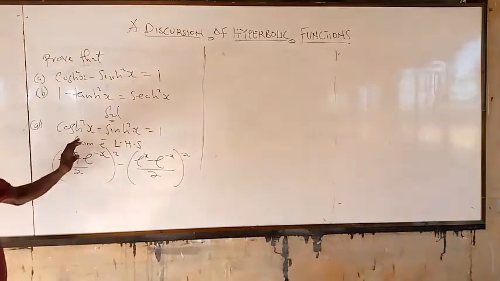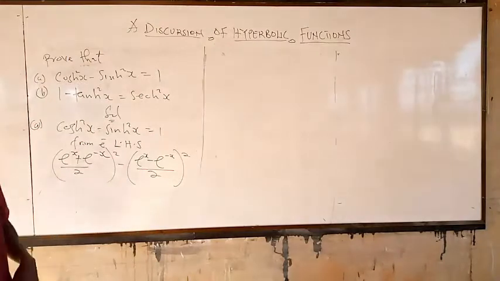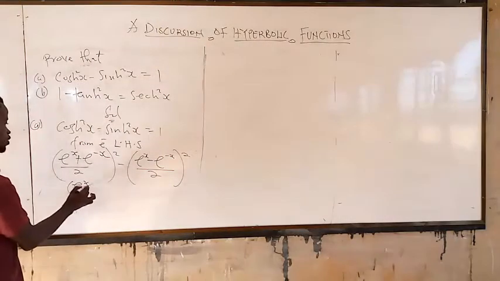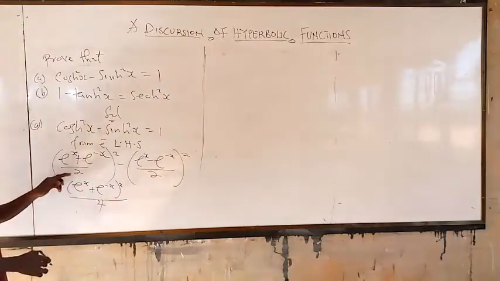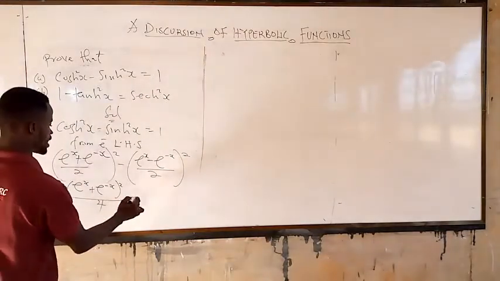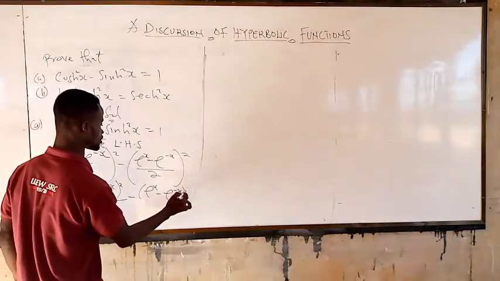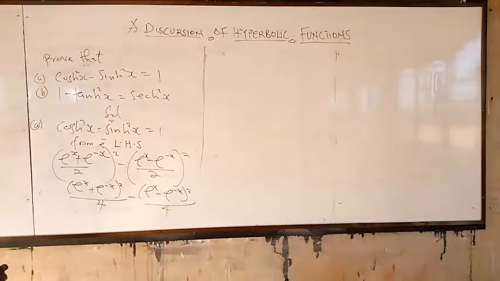That is the same as cosh² S minus sinh² S. So having this, we can write this as e raised to power S plus e raised to power negative S all square, all this over 4, because 2 square is what? 4. Minus e raised to power S minus e raised to power negative S all square, all this over 4. Beautiful. Beautiful.